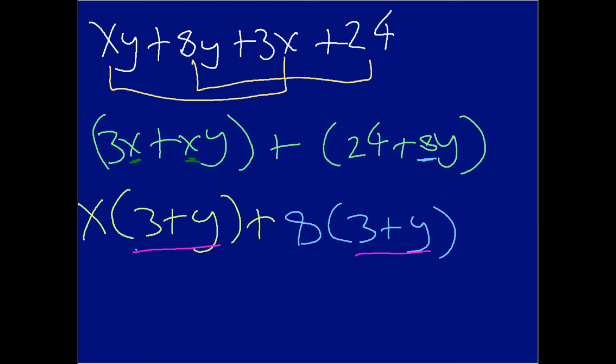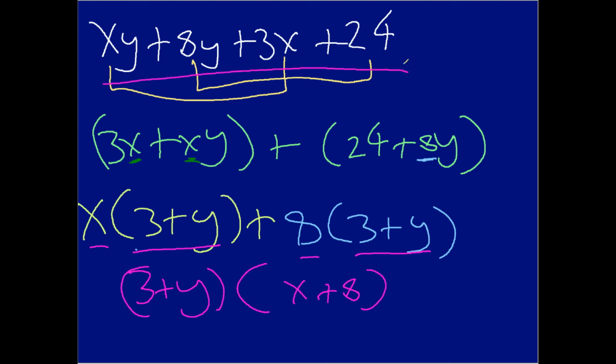So we know what we do. We do 3 plus y inside one parentheses, and then I take my x plus 8, x plus 8, like so. And again, I'll let you multiply this together, but you will get the original answer if you unfactor that. So 3 plus y, you can say y plus 3, whatever you want to call it, times x plus 8. That's our answer here for the second one.